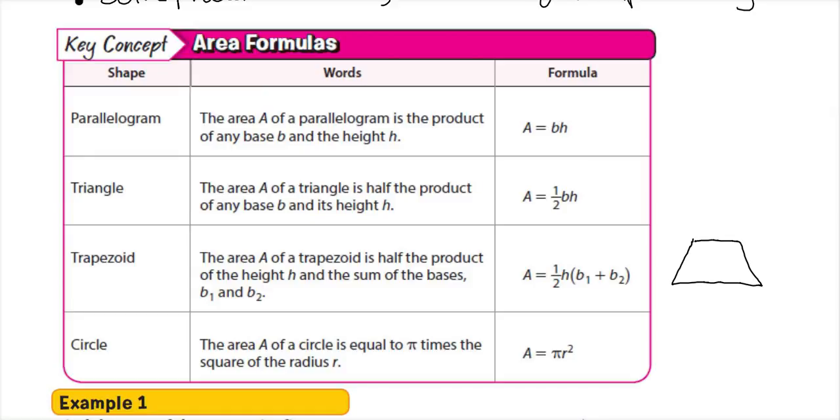Okay, for a parallelogram, it's base times height. For a triangle, it's 1/2 the base times height, or base times height divided by 2 is another way to look at it. For a trapezoid, you take 1/2 of the height and multiply that by your two bases added together, where 1/2 means to just divide by 2. And for a circle, it's pi r squared, which we just got done learning in the previous lesson.